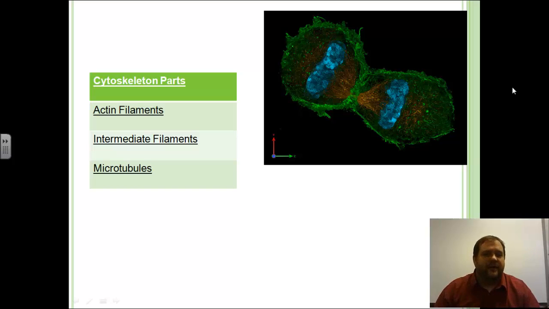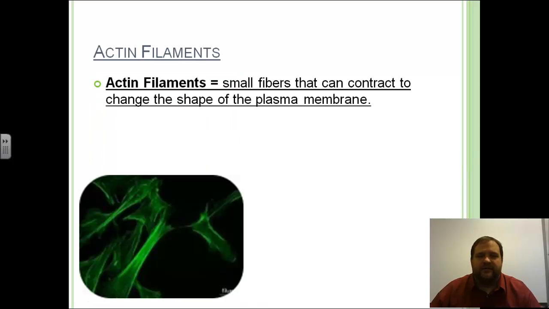Okay, the 3 parts of the cytoskeleton. The cytoskeleton is made up of actin filaments, intermediate filaments, and microtubules. We'll start with the actin filaments. The actin filaments are the smallest, thinnest fibers in there, and they have an important job. Their job is to change the shape of the plasma membrane.